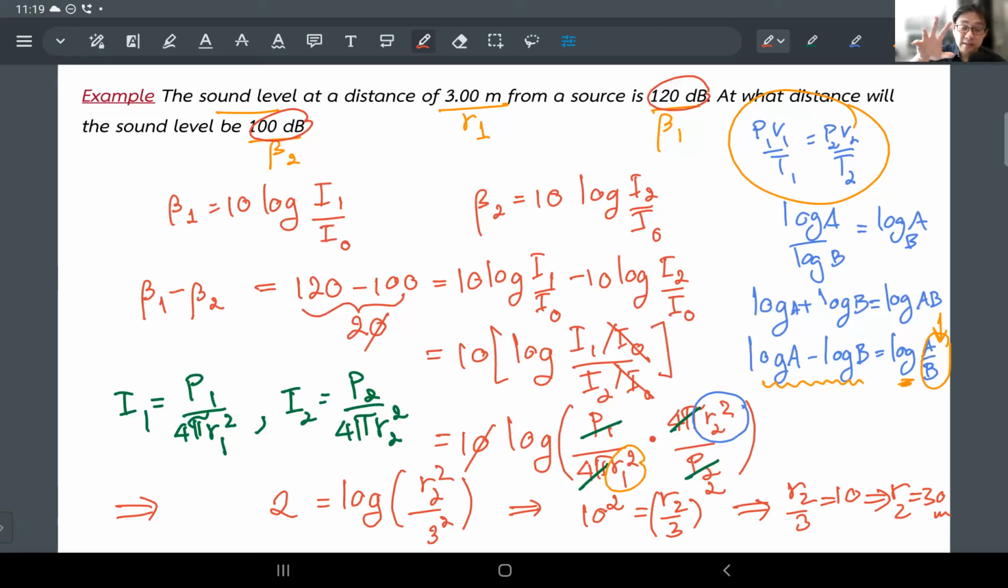And the relationship of 10 log I over I naught is just a unit conversion, going from intensity to the decibel, intensity to the intensity level. So from watts per square meter to decibels. Okay, sounds like a good conclusion over here.